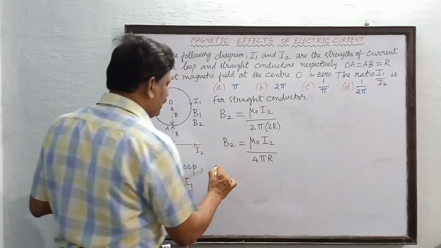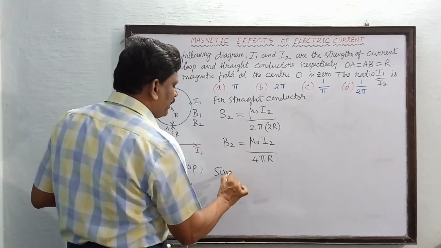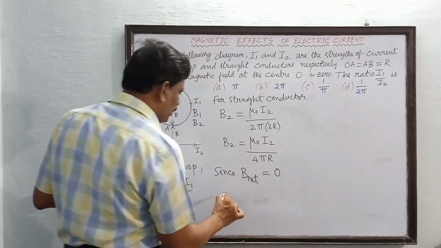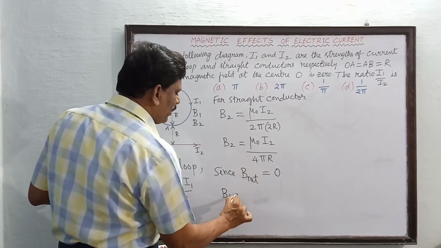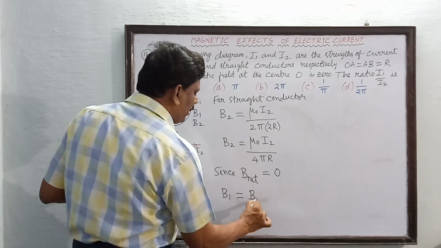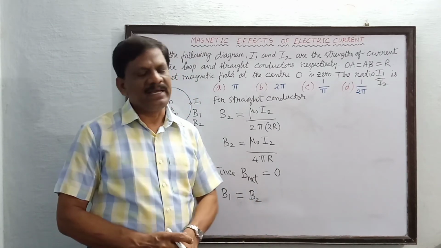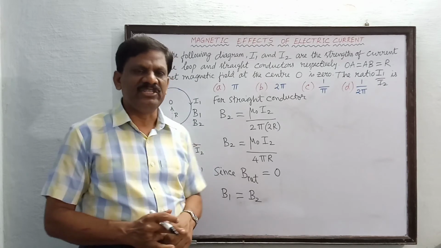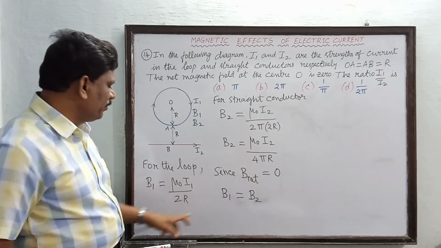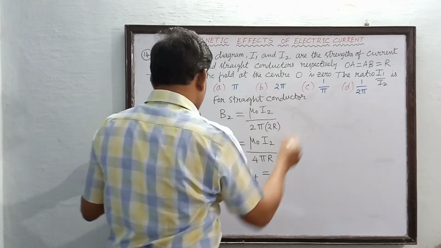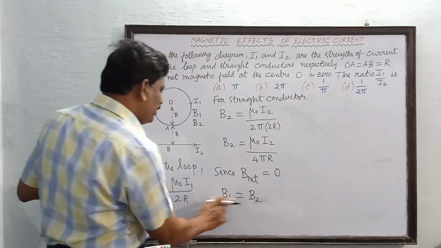Since the net field B net is equal to 0, the magnitude of B1 must be equal to the magnitude of B2. So they must be equal in magnitude and opposite in direction. That is why they are cancelling each other. So I am going to substitute B1 and B2 in this equation. B1 is equal to B2.